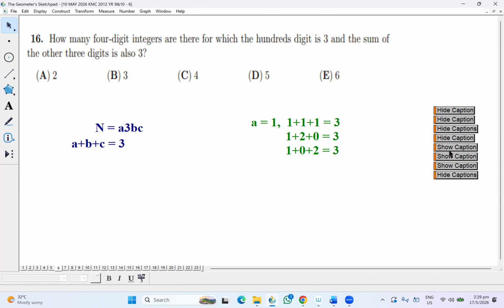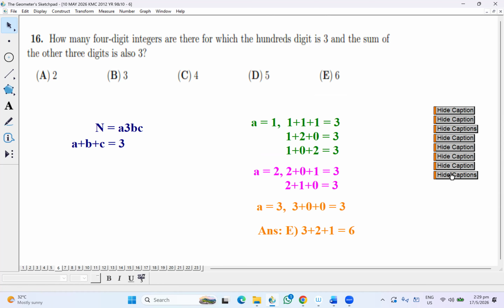When A equals 1, we have 3 cases: 1 plus 1 plus 1, or 1 plus 2 plus 0, or 1, 0, 2. When A is 2, 2, 0, 1, or 2, 1, 0, 2 cases. When A is 3, only 3, 0, 0. So only 6 such numbers.